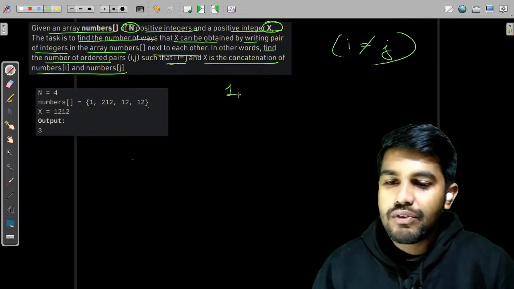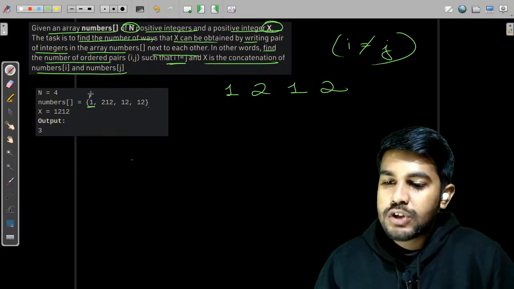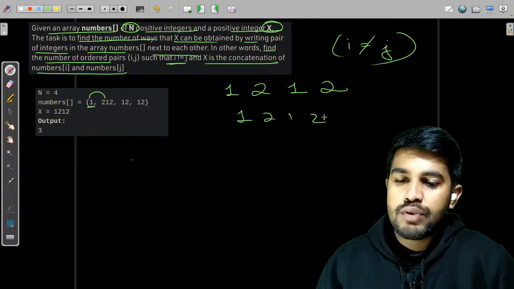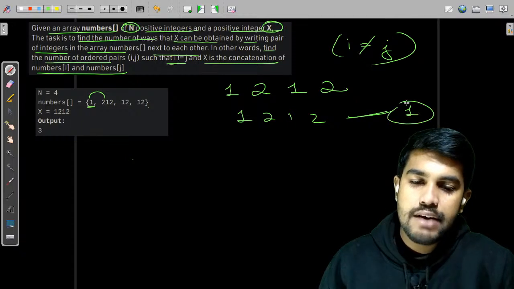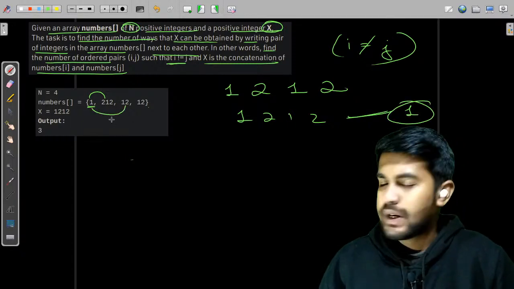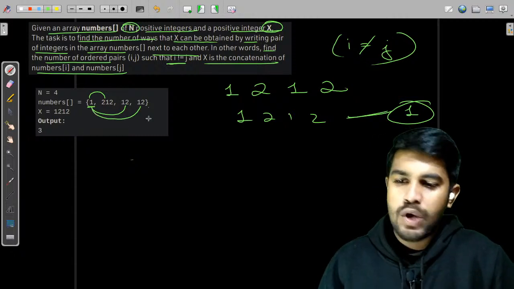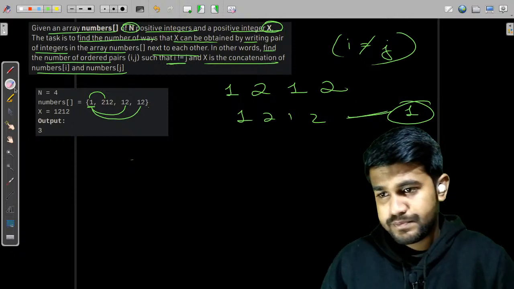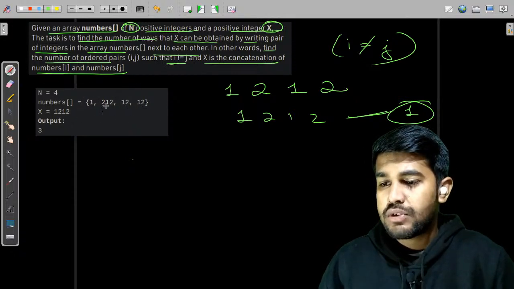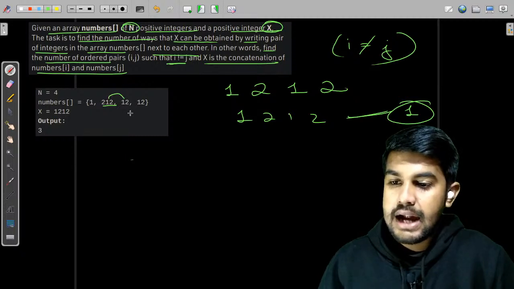We have 1 2 and 1 2. So we have 1, and 1 2 1 2 would make a pair. So we have 1 pair, and then we would check it with 1 1 2. No, it is not equal to 1 2 1 2. Then we have 1 1 2; this is also not equal to this. Fair enough. Let's move to the next one, that is 2 1 2, and 1 2.